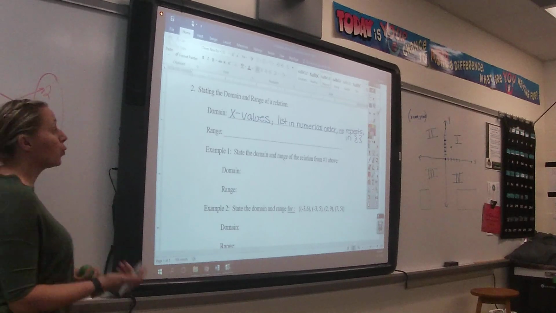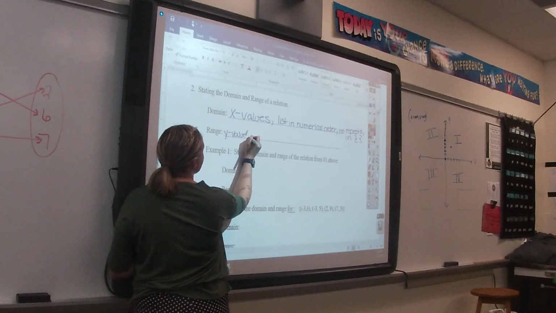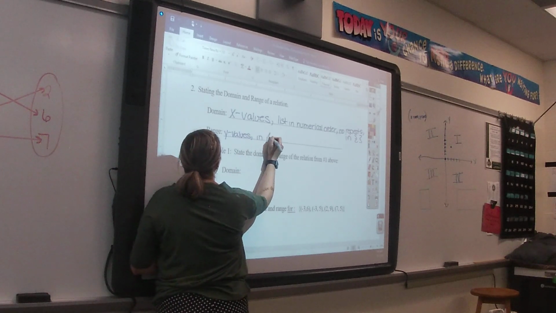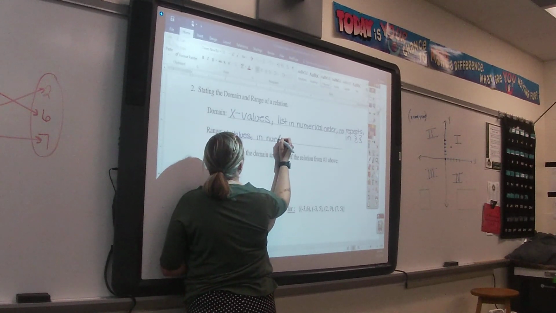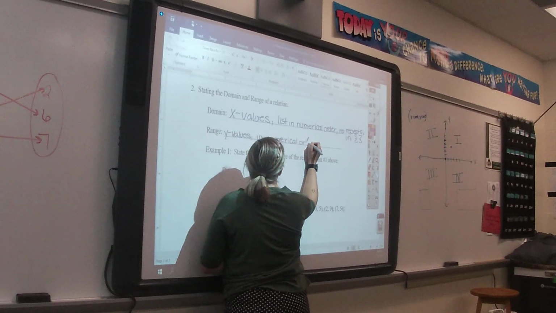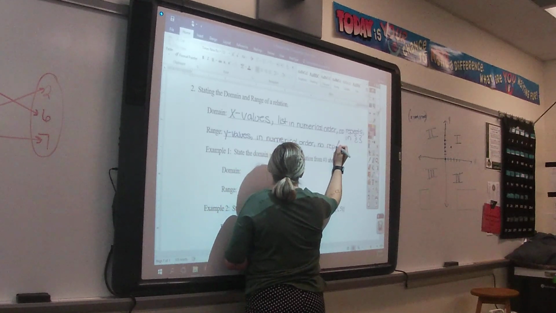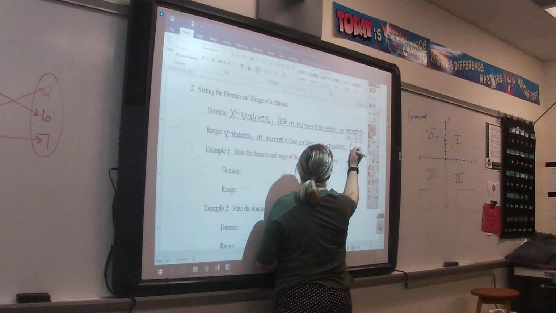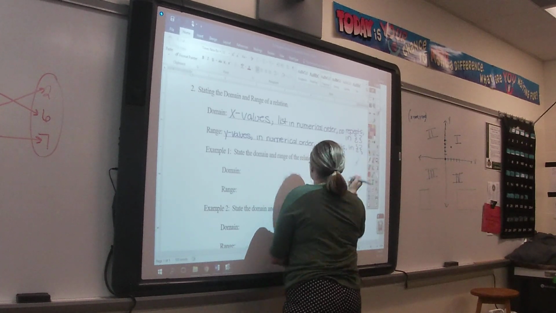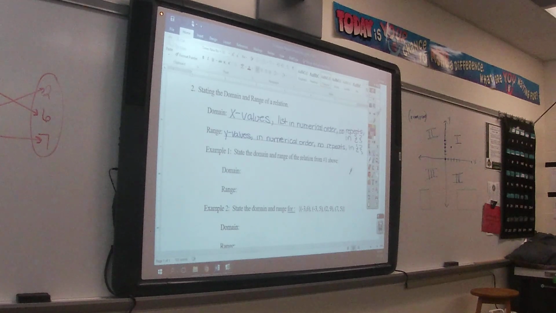Okay, our range has the same qualifications, but it's our y values. I mean, you can just put all of the above included. You don't have to necessarily write them all down if you don't need to. It's the same thing. It's just now our y values. In numerical order, no repeats, in braces.